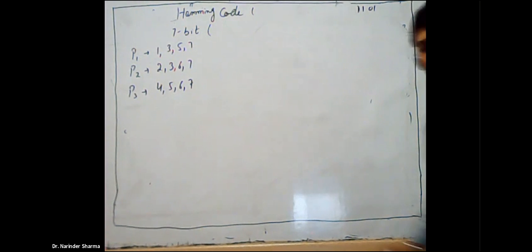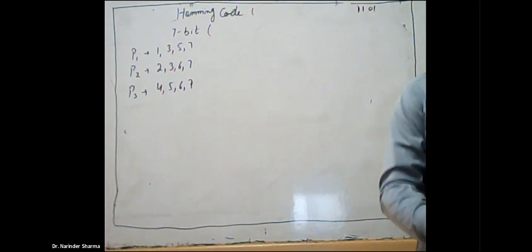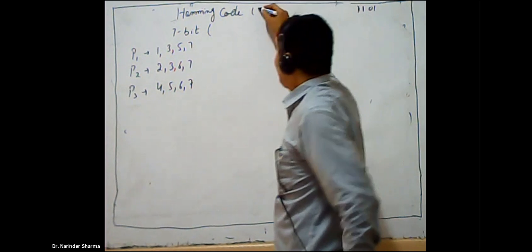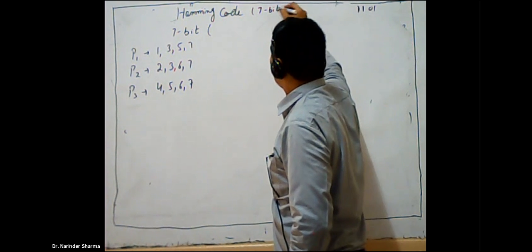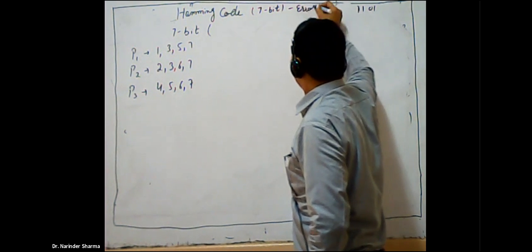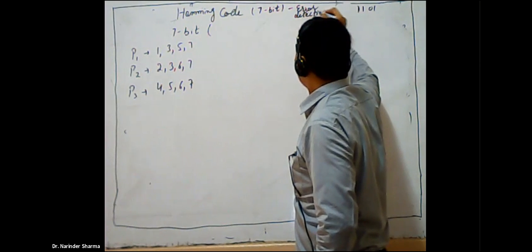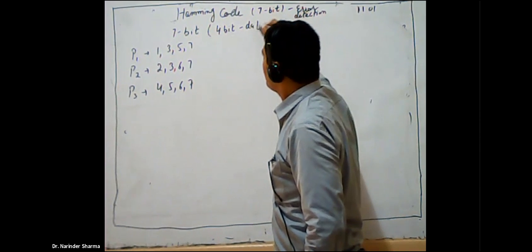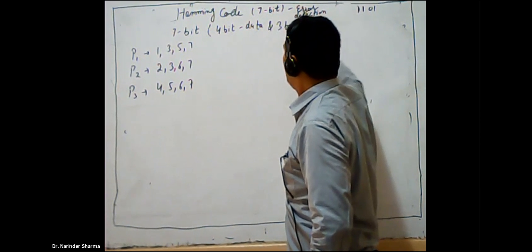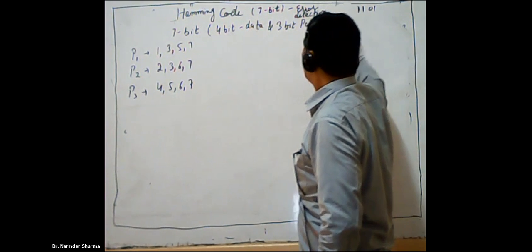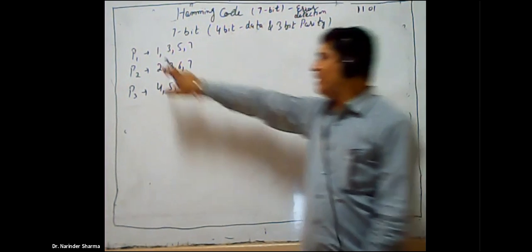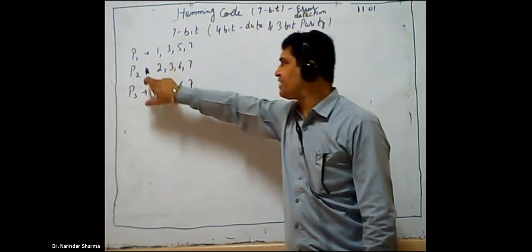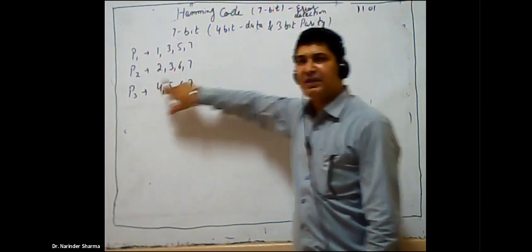Yes, students, Hamming code we use for error detection and correction. It is a 7-bit code used for error detection. 4 bits are for data and 3 bits are for parity. Parity 1 is denoted by 1357. This we have to check by using this relation. P2 is for 2367, P4 is 4567.